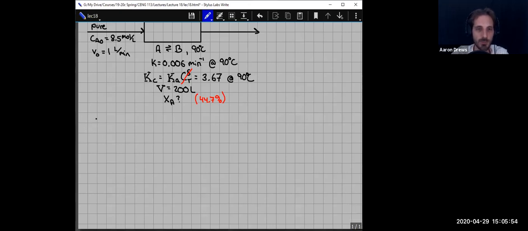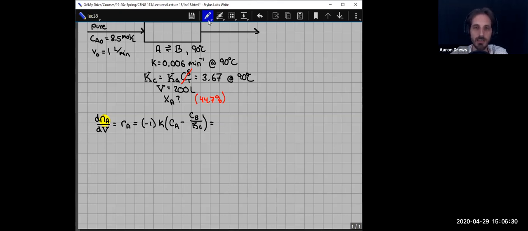The approach looks very much like what we just did for the other one. dNA/dV is equal to RA, right? We can always start with the general material balance. That is still going to be equal to minus 1 times r. And in this case, r, because it's a reversible reaction, can be written as CA minus CB divided by KC, times the rate constant, which is k. And now, since the derivative is written with respect to NA, I would like to replace these with expressions of NA if I possibly can.